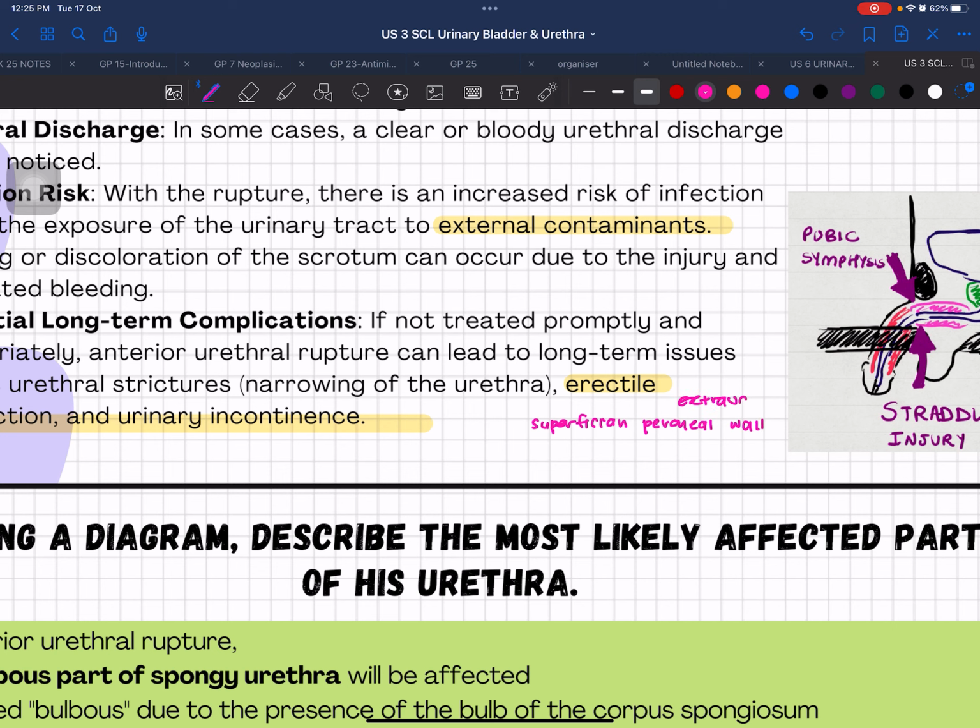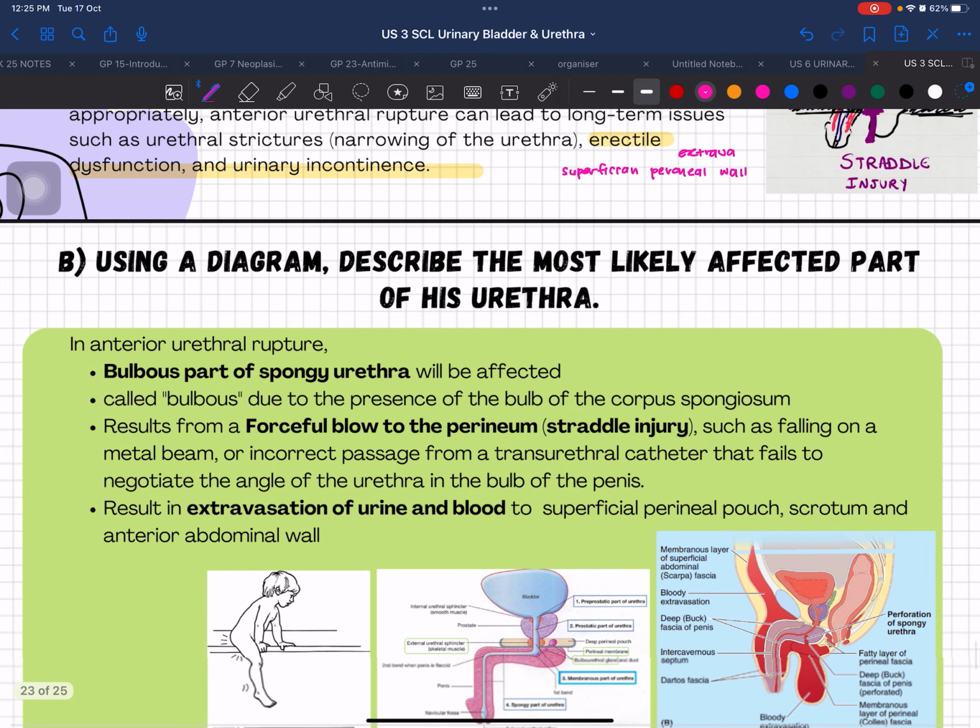It's the same for this one, the anterior abdominal wall. It's a fracture, right? Okay. When the urethra is ruptured, then the flow of urine can spread to the other areas.